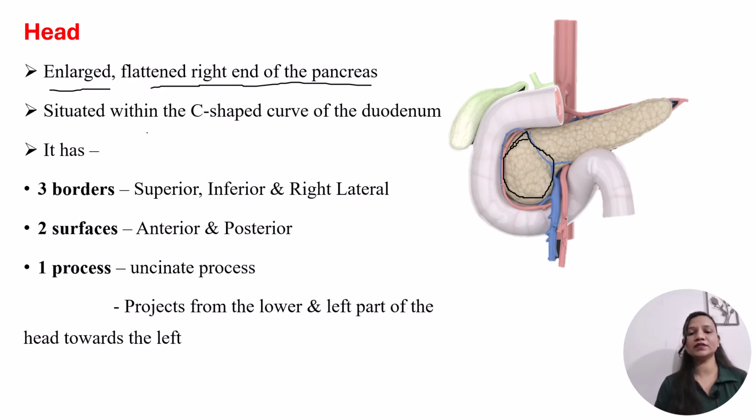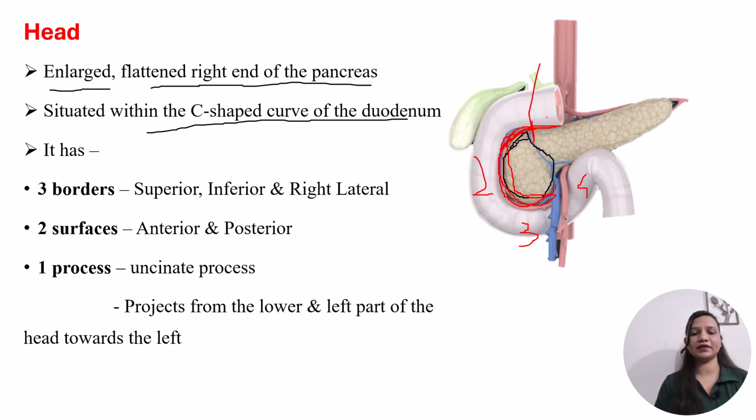It is situated within the C-shaped curve of the duodenum. As you can appreciate here, this is the duodenum. This is the first part of the duodenum, this is the second part, this is the third part, and this is the fourth part. So the pancreas is present within this C-shaped curve of the duodenum.